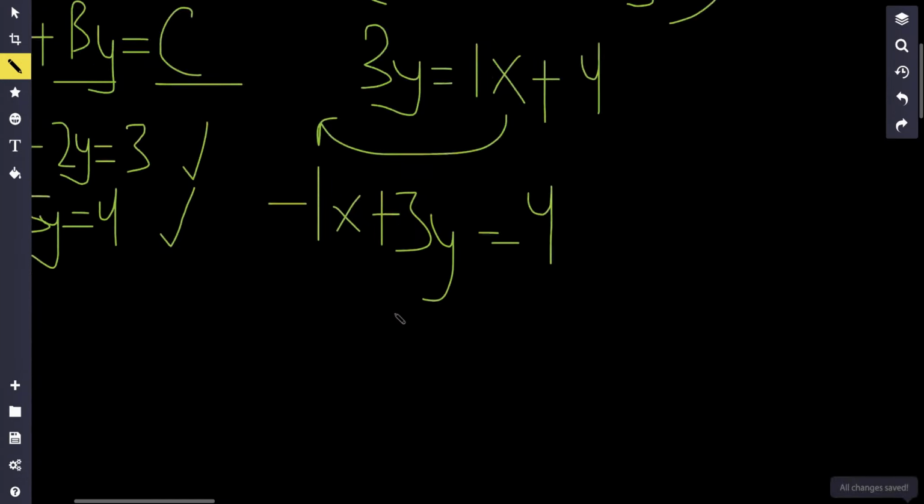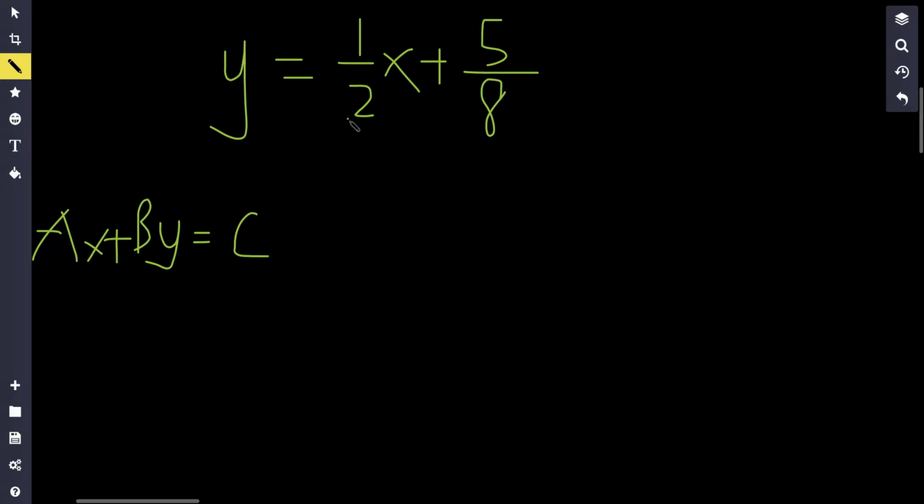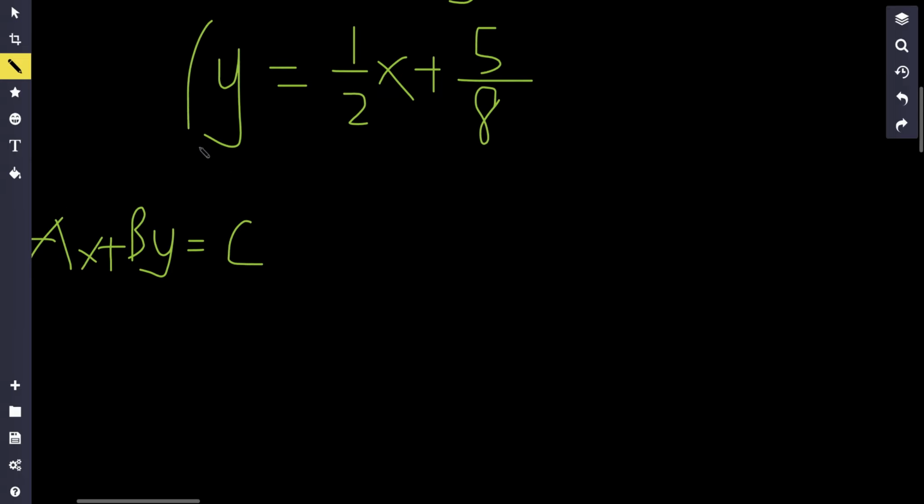Let's do another problem. Let's say I have the line y = 1/2 x + 5/8. How do I convert this into standard form? Well, once again, you have to get rid of the denominators. So how can I get rid of both denominators at the same time? What number can I use to get rid of 2 and 8 at the same time? Well, I can multiply this whole equation by 8 in this case.